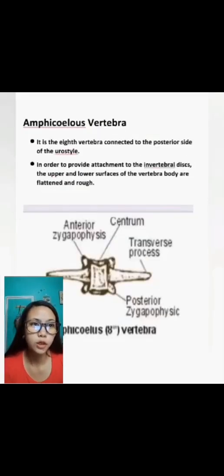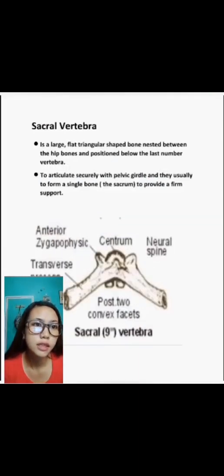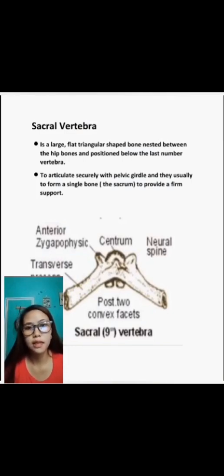Next is the ninth vertebra. It is connected to the anterior side of the urostyle. In order to provide attachment to the intervertebral disc, the upper and lower surfaces of the vertebral body are flattened and rough. Next is the sacral vertebra. It is a large, flat triangular-shaped bone nested between the hip bones and positioned below the last lumbar vertebra. To articulate securely with the pelvic girdle, they usually fuse to form a single bone, the sacrum, to provide a firm support. And the last is the urostyle.